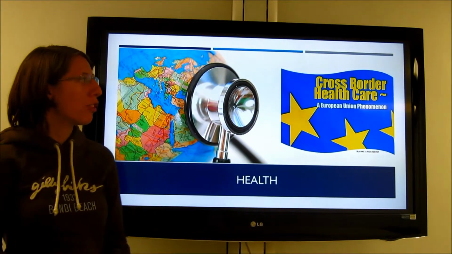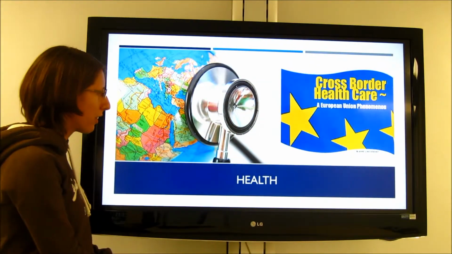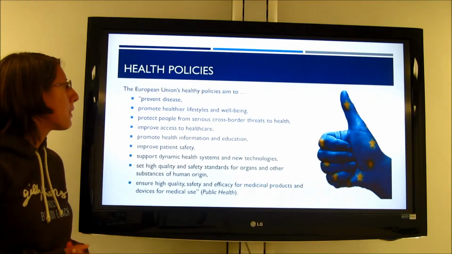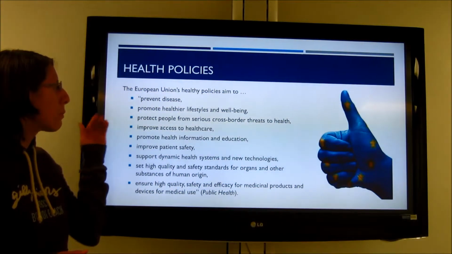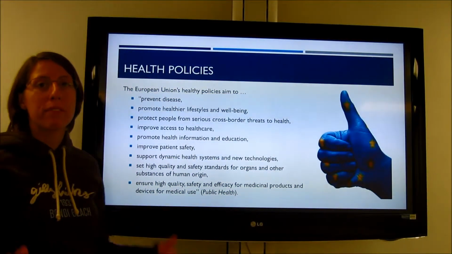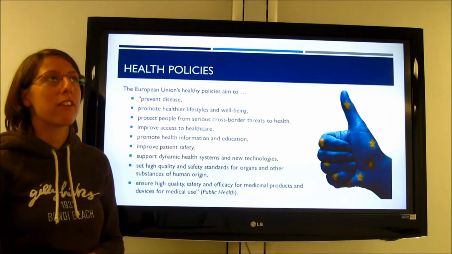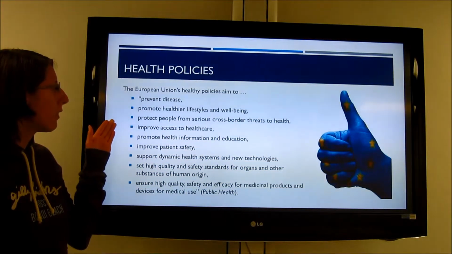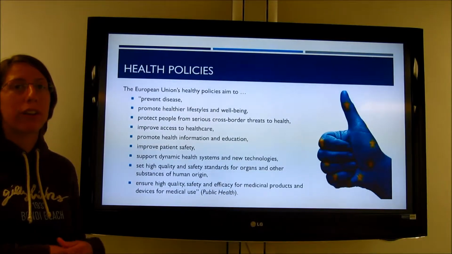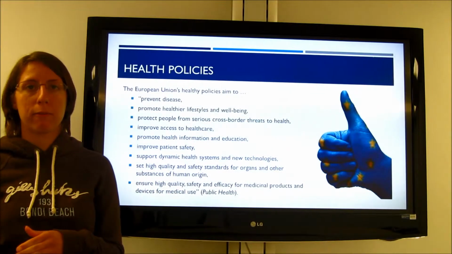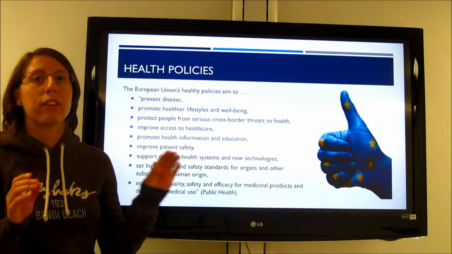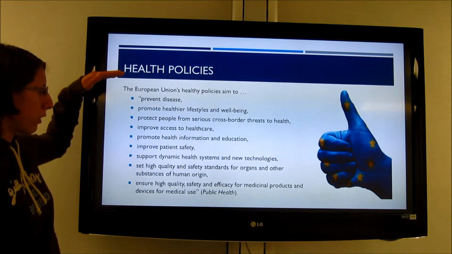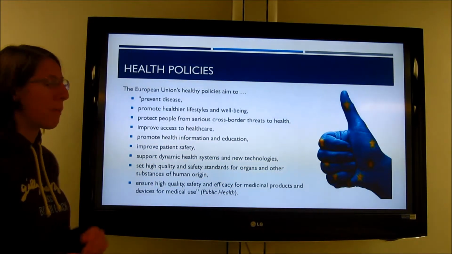Going on, I wanted to mention health and the health care that the EU offers. The European Union has many different health policies. Some of the health policies are to prevent disease, promote a healthier lifestyle and well-being, such as maybe programs to combat obesity, smoking, as well as alcohol abuse. We also have to protect people from serious cross-border threats to health and improve access to health care. So they reach healthcare in all parts of the map, whether it's something to do with technology, the healthcare themselves, doctors and nurses that need better education for the healthcare. They reach every part of the healthcare to provide the best for the citizens.